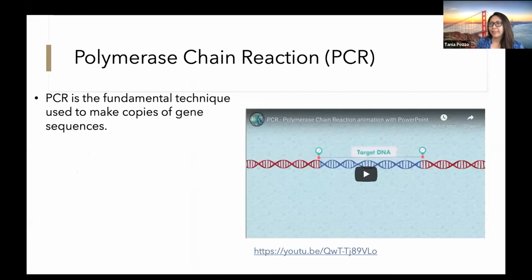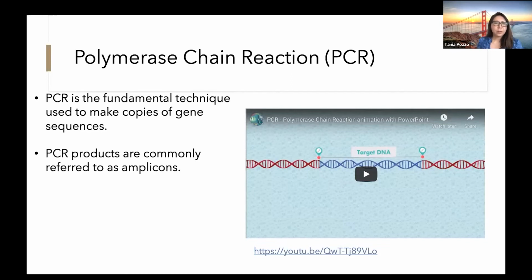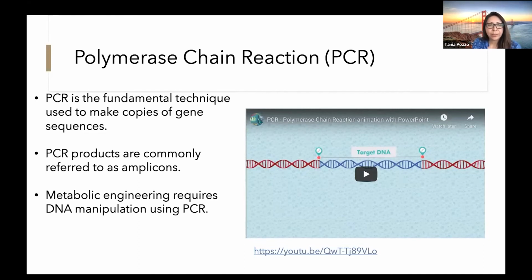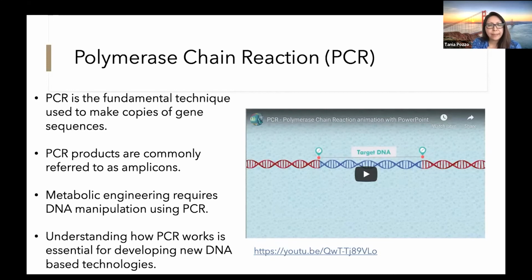The first technique is the polymerase chain reaction, which is commonly referred to as PCR. PCR is the fundamental technique used to make copies of gene sequences. These PCR products are commonly referred to as amplicons. Moreover, metabolic engineering requires DNA manipulation using PCR. Understanding how PCR works is essential for developing new DNA-based technologies. Because of this, we encourage you to watch the link video that will explain how PCR works.